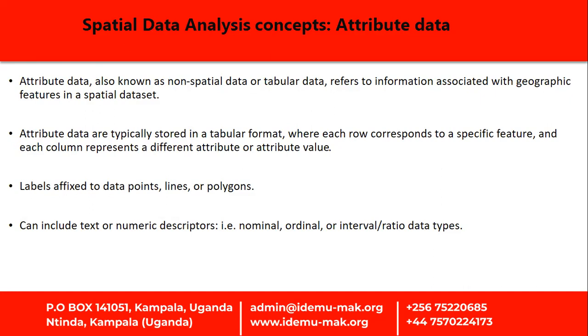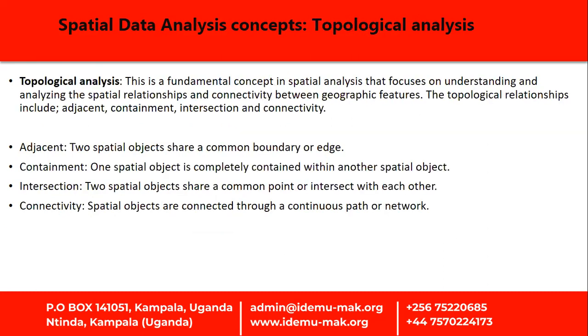Attribute data can explain a data point, lines, polygons, or the aerial photographs that fall under raster data. So it can give any kind of description: it can give text, it can give a numerical description, it can give anything in description to the spatial data.